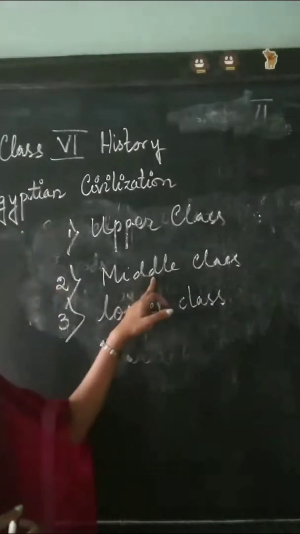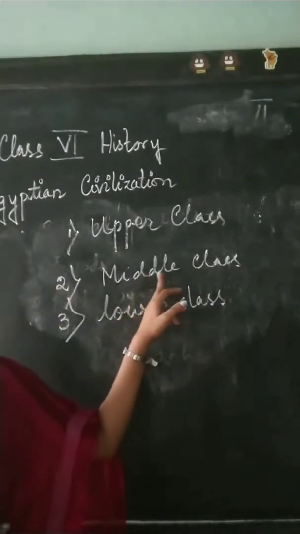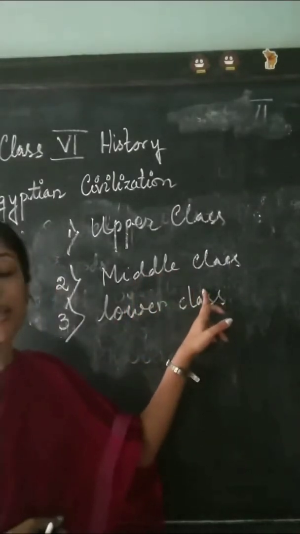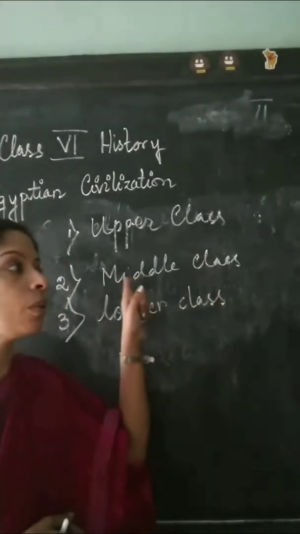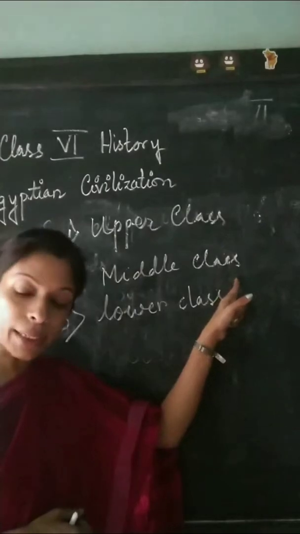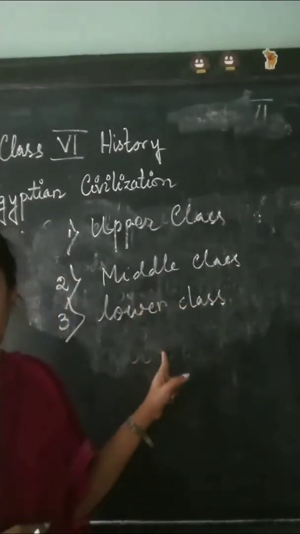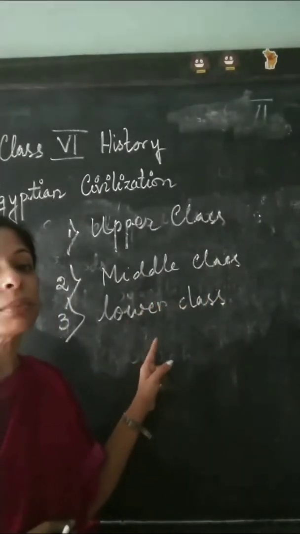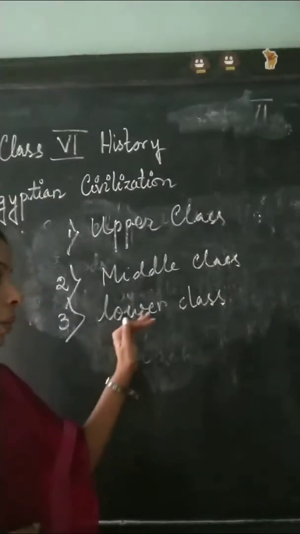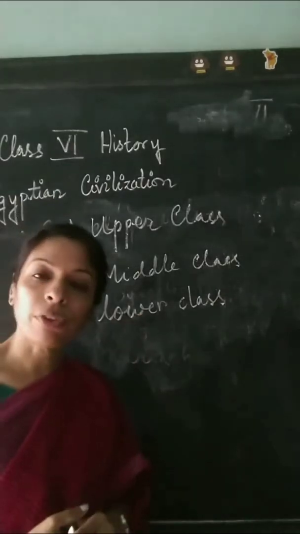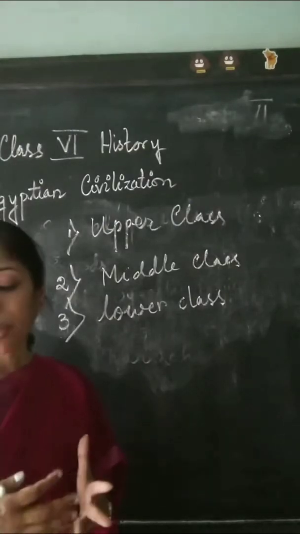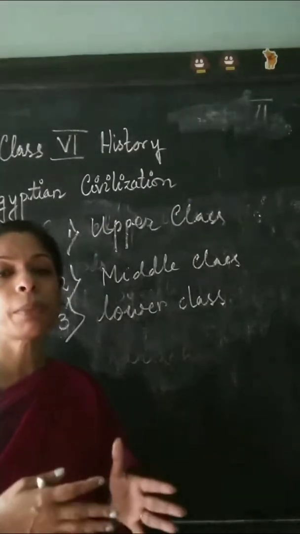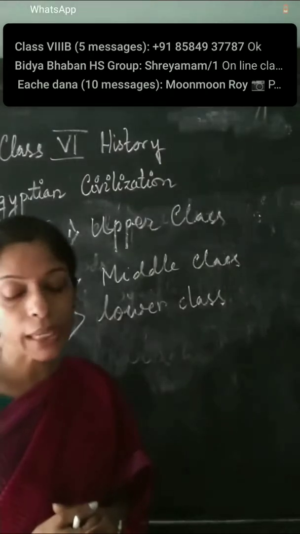Next comes the middle class. Who belong to the middle class? That is the merchants, the manufacturers, artisans, and learned people. All these people belong to the middle class of the society. And in the lower class, there were small peasants, farmers, and laborers. So in the lower class were the small farmers, the artisans, then the peasants, laborers. All these people belong to the lower class of the society.